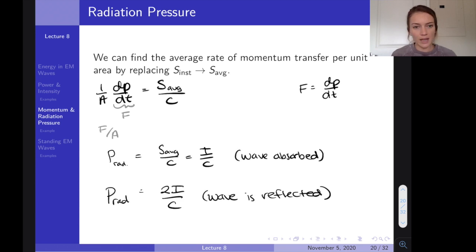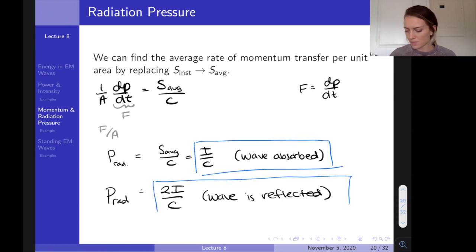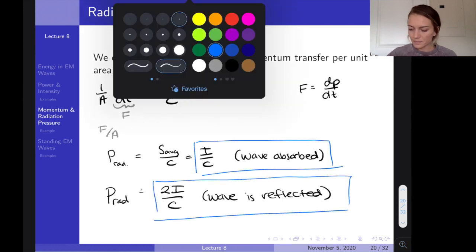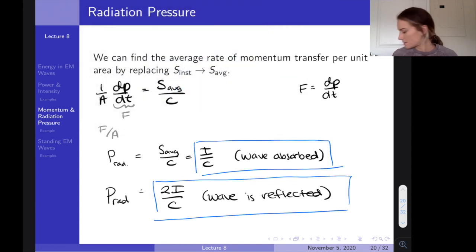And so I forgot to type up these 2 equations, but they'll be on your formula sheet for an exam anyway. But just keep these in mind. Like I said, you can sort of just take some of these as a given. So the radiation pressure when the wave is absorbed by your surface is given by this, and the radiation pressure when it's reflected is just given by this.